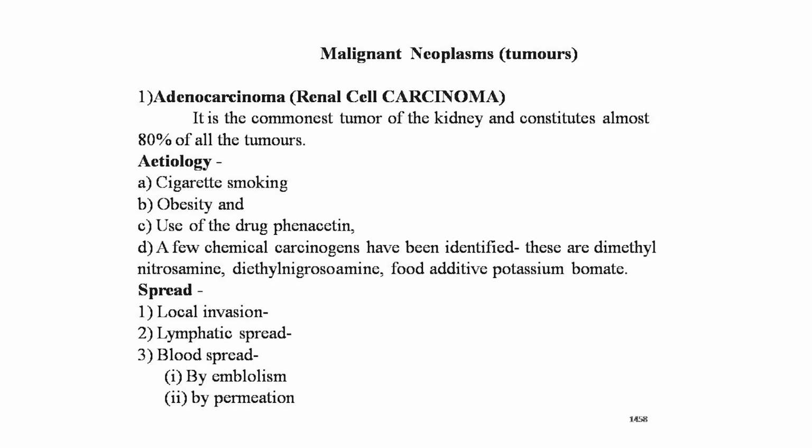These are dimethylnitrosamine, diethylnitrosamine, and the food additive potassium bromate. Potassium bromate is largely found in bread. So dear friends, I advise you to avoid all types of bakery products and junk foods which contain potassium bromate, as these are carcinogens for renal carcinoma. Spread: local invasion, lymphatic spread, and blood spread by embolism and by permeation.